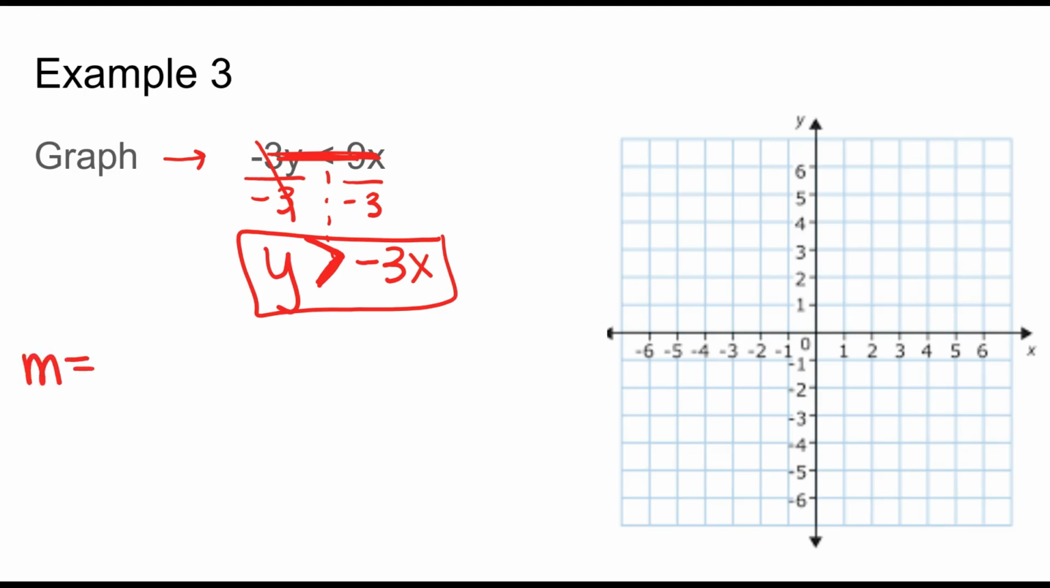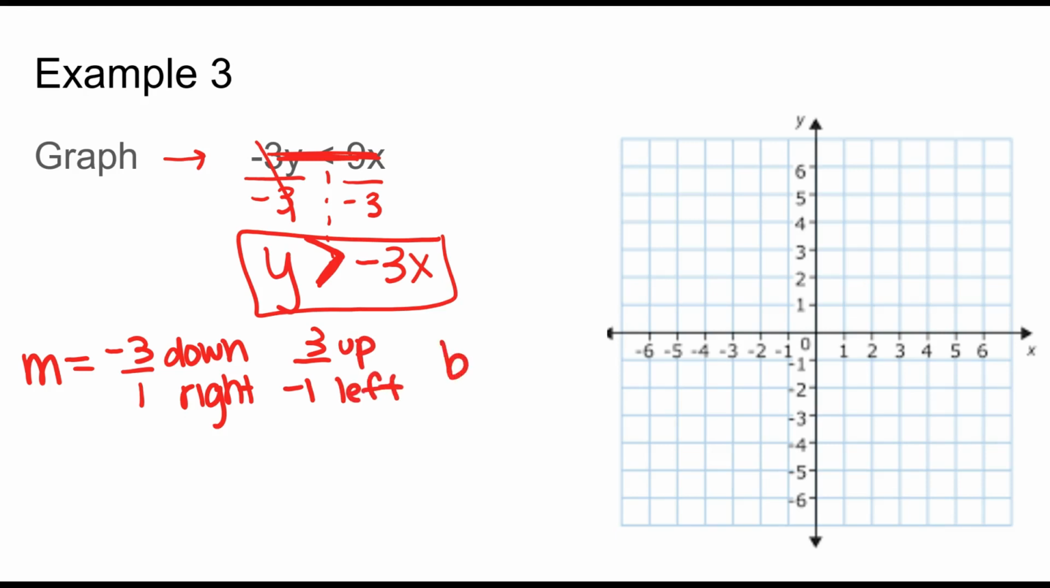So our slope here is -3/1. Down and to the right. 3/-1 up to the left. What is our b? Well, technically, it's 0. We don't see it, it's 0. And then we'll talk about the symbol. It's a greater than symbol, so it's going to be dashed. And because greater than is more or up, we're going to shade up. So we start at the origin.